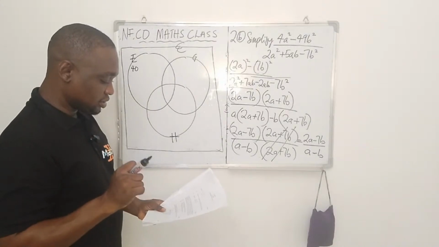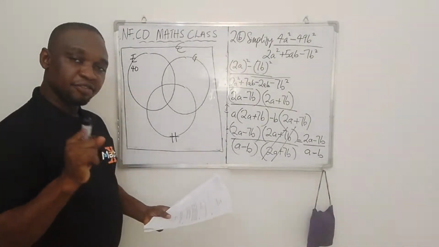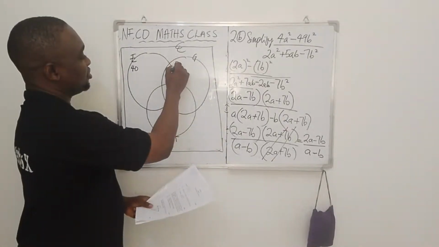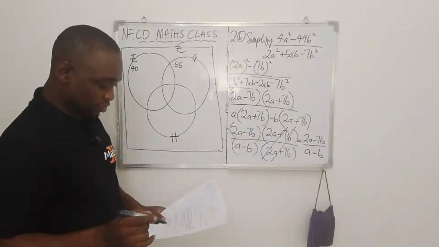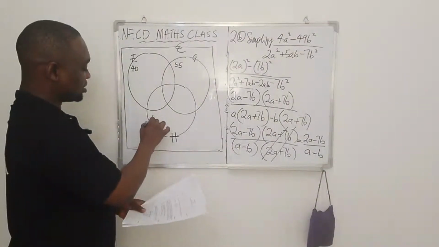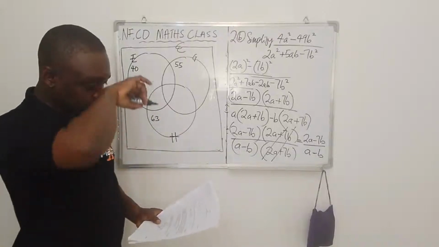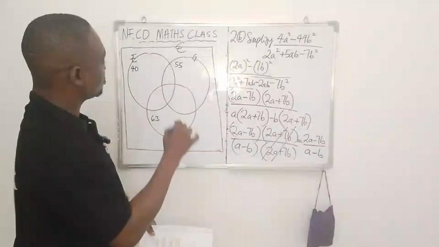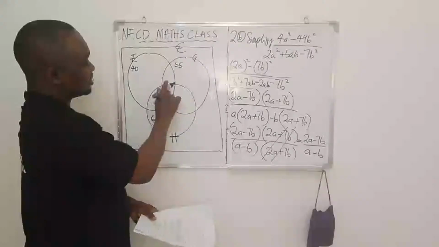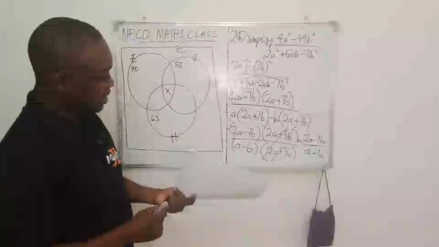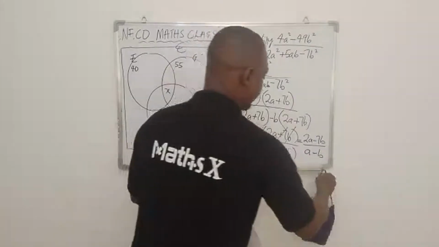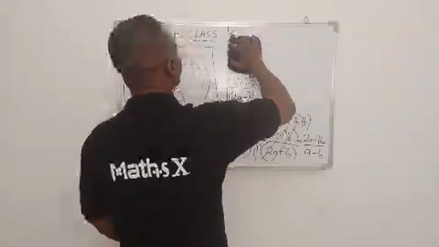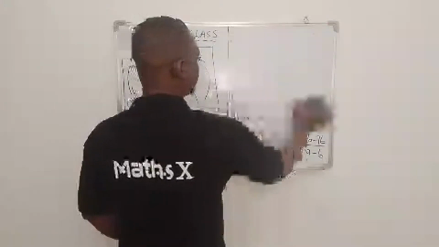So 40 students study economics, 55 study government. So that is your 55. Then, of course, 63 study geography. So that is your 63. I'm not done. And X study all three subjects. So this is the intersection X here. Express this X in set notation, which I will. This is the number 3 part of the question.